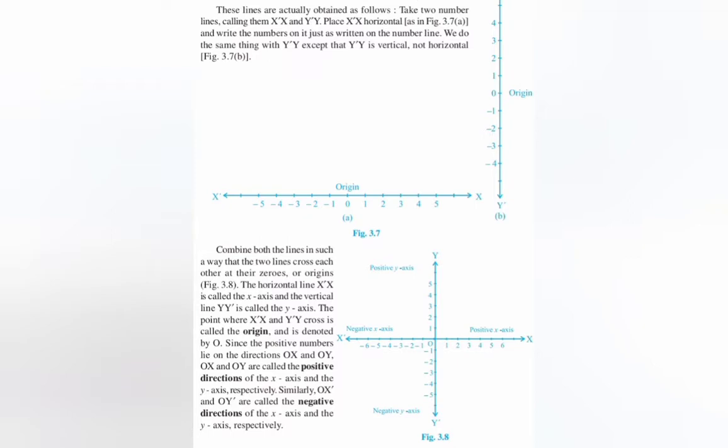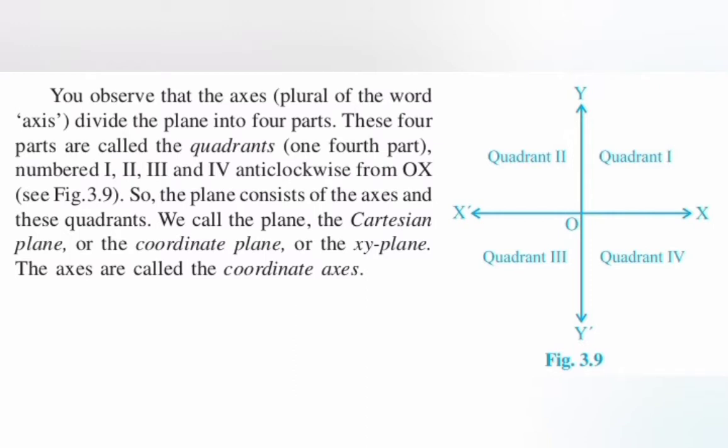You observe that the axes, axes is the plural of the word axis, divide the plane into 4 parts. Okay, you can see the axes divide the plane into 4 parts. These 4 parts are called the quadrants, 1/4 part, numbered 1, 2, 3 and 4 anti-clockwise from OX. Anti-clockwise means the direction opposite to the direction in which the handle of a clock moves.